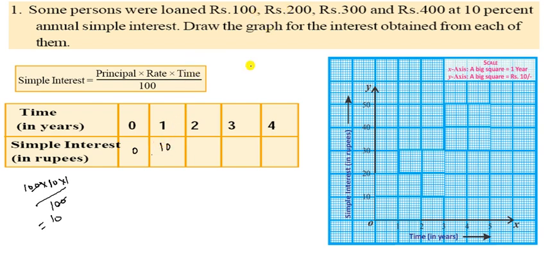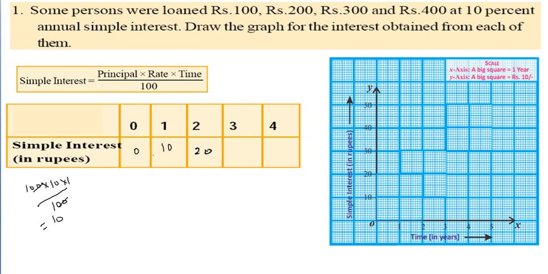And what about 2 for 200 rupees? So it is 20. For 300 rupees, it is... Draw the interest obtained from each of them. Annual interest, the simple interest. So you have to write here: this is the person. You can say number of persons, or you can say person. That is the first person, second person, third person, and fourth person.